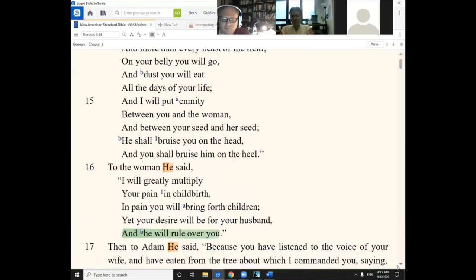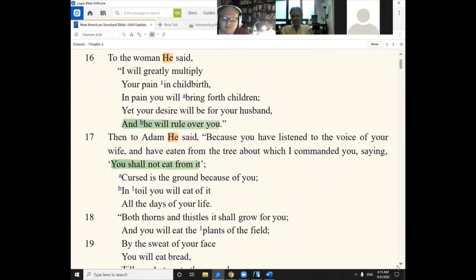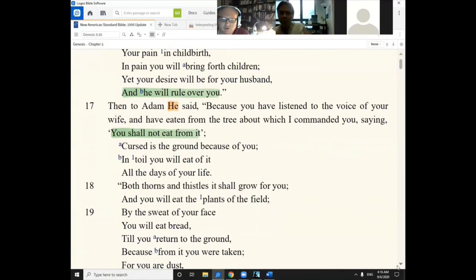Okay. Verse 16. To the woman he said, "I will greatly multiply your pain in childbirth. In pain you will bring forth children, yet your desire will be for your husband, and he will rule over you." So you're going to have pain, but you're at least going to have children, and you're going to want to overthrow your husband, but he's the one that has spiritual headship over you.